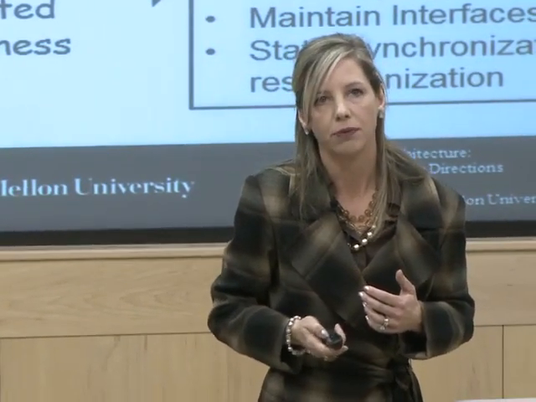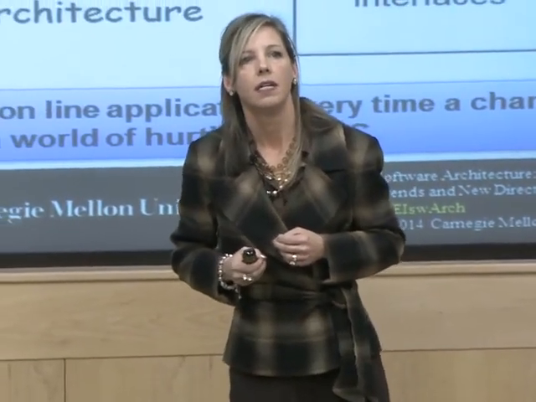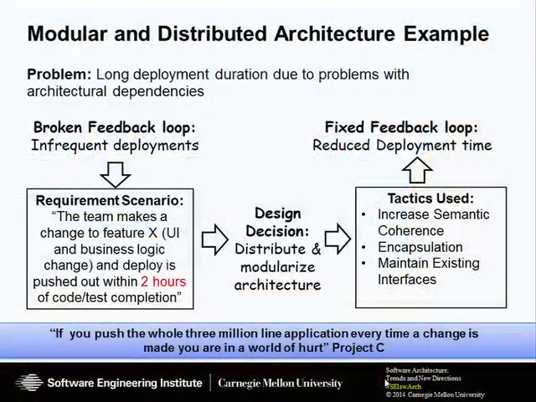Like I said, I won't be able to go through all of that, but I just want to give you an idea of what these tactics do for you. So here's another example, our good friend, the modular and distributed architecture example. Here we start with our broken feedback loop, infrequent deployments, partly resulting from the fact that you don't have frequent builds, or it's difficult to do builds. The requirement scenario is the team makes a change to feature X, and the deployment's pushed out within 2 hours.